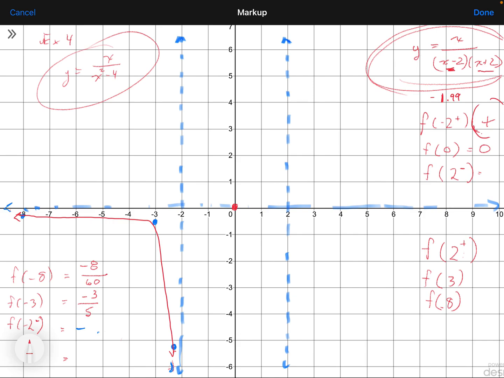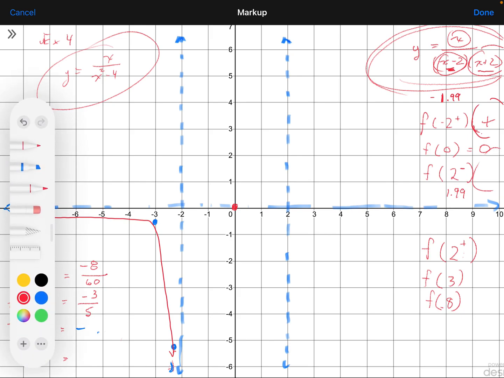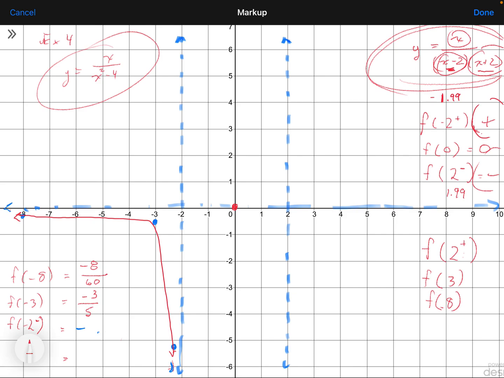The f of 0 is 0. The f of 2 on the negative side, I'm really thinking 1.99. Again, I'm going to plug in my value for my top factor, positive. And this factor right here, 1.99 minus 2, is going to be negative. X plus 2 when x is 1.99, that factor is going to be positive. Overall, this expression will be negative. So I'm just going to draw this.